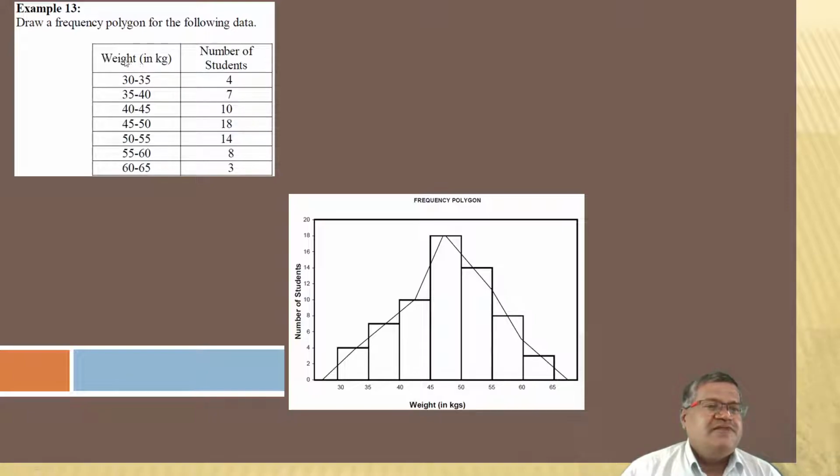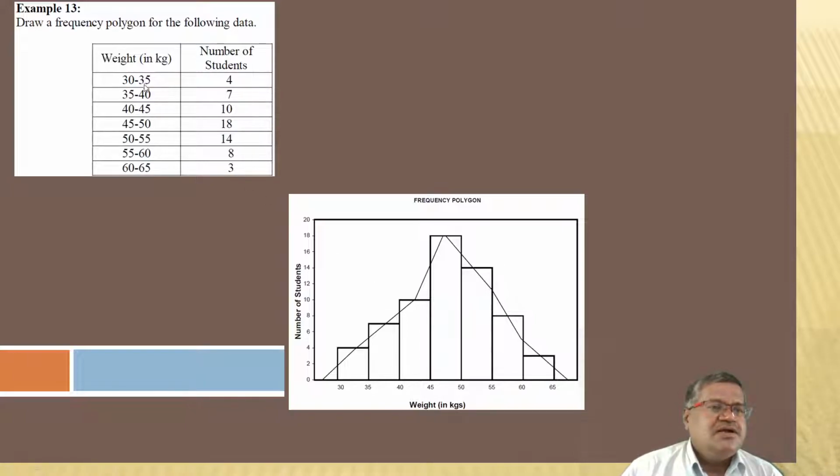Here we have weight in kgs, number of students. Weight is 30 to 35, 4 students. 35 to 40, 7 students. Like that, the maximum is 18 here. 40 to 45 kgs, 18 number of students. 60 to 65, 3 number of students.